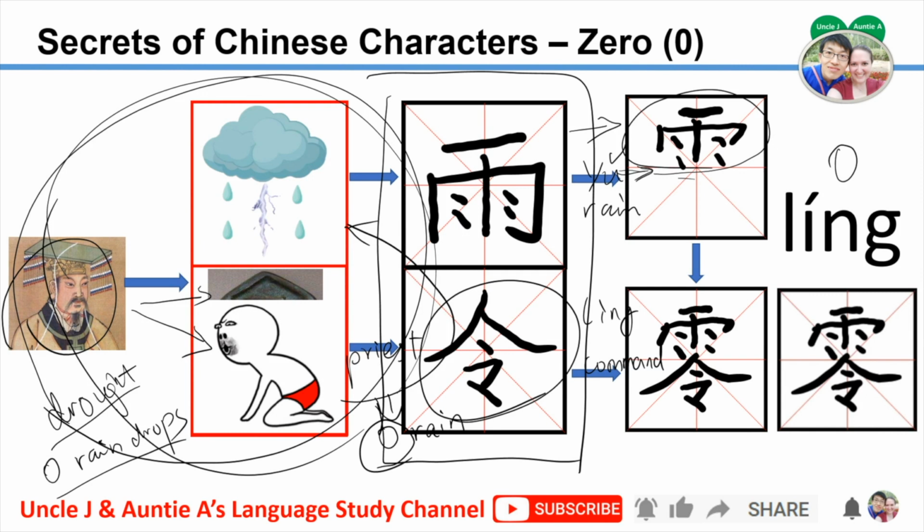Okay, that's it. This character 0 looks really complicated, but once you understand the meaning, you should be able to master it really fast.